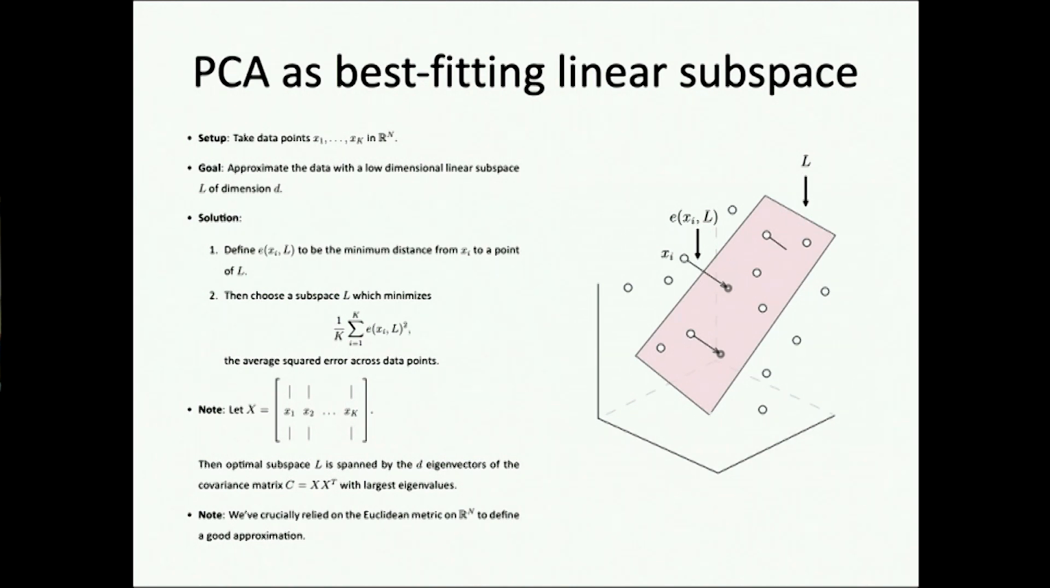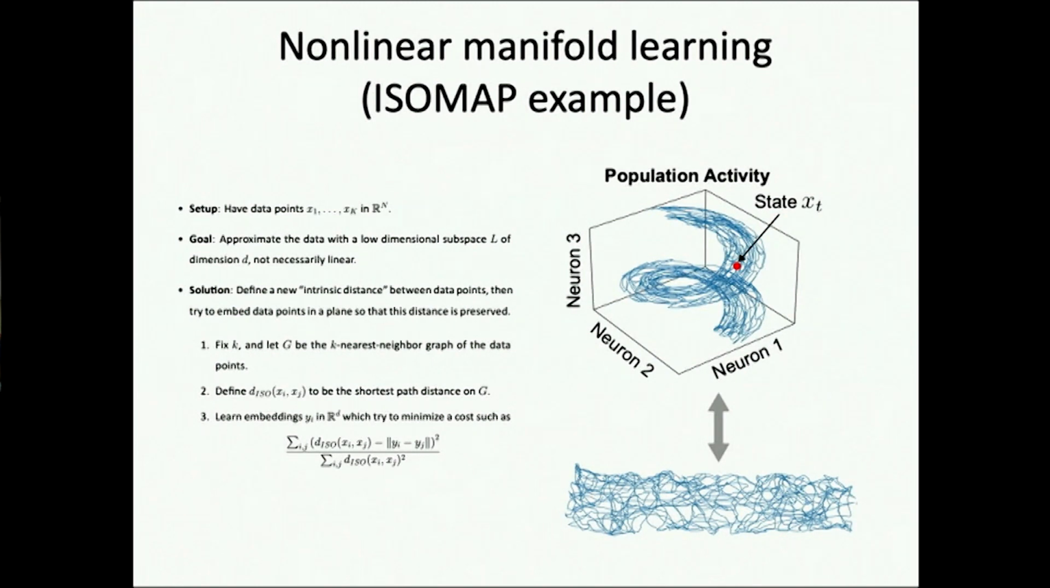So PCA is the best fit plane. That's linear dimensionality reduction, or linear manifold learning. What Ila and I are going to talk about is nonlinear manifold learning. The idea is, what if the points lie in some high-dimensional space, but still form a lower-dimensional structure, and that structure is not a linear subspace? Then what kind of techniques are available?